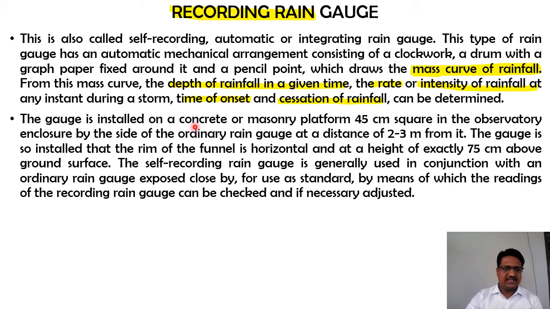Now apart from that, the gauge is installed on a concrete or masonry platform 45 centimeters square in the observatory enclosure, by the side of an ordinary rain gauge at a distance of 2 to 3 meters from it. The gauge is installed so that the rim of the funnel is horizontal and at a height of exactly 75 centimeters above the ground surface. The self-recording rain gauge is generally used in conjunction with an ordinary rain gauge exposed close by for use as a standard, by means of which the recordings of the recording rain gauge can be checked and, if necessary, adjusted.